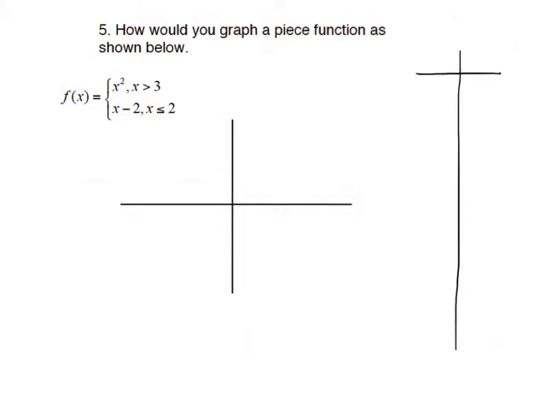Alright, so first of all, I'm going to take a look at the domains here. Any value greater than 3, I'm going to plug into x squared, and any value less than or equal to 2, I'm going to plug into x minus 2. Now I see that there is a hole that runs between 2 and 3. That means nothing exists in that area there. Alright, so let's go ahead and get started here.